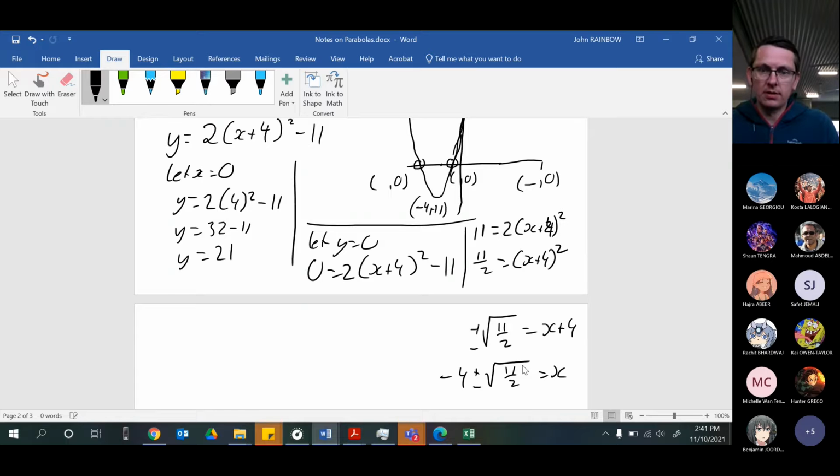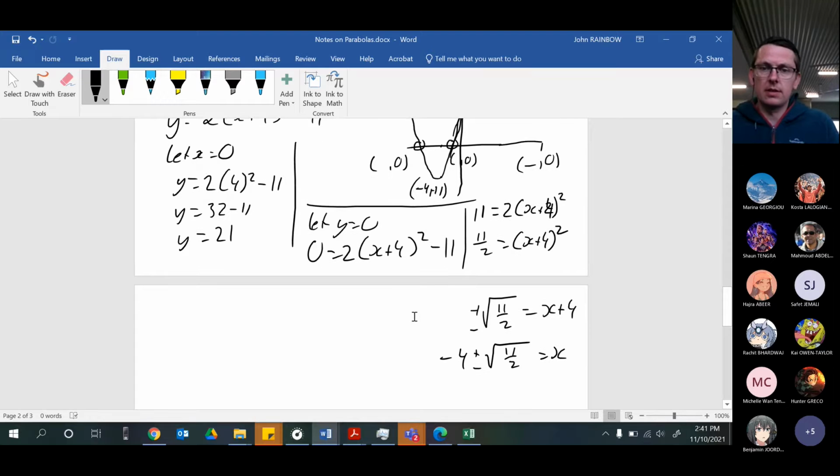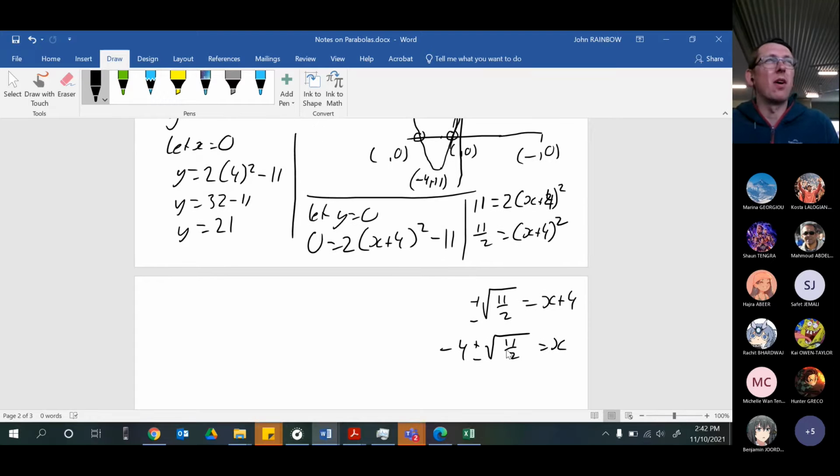Now, what is 11 on 2? 11 on 2 is 5.5. Think about the square root of 5.5. Well, it's going to fall between the square root of 4 and the square root of 9, which have values of 2 and 3. The square root of 5.5 would maybe be like 2.2 approximately. So therefore, the square root of 5.5 is approximately 2.2.